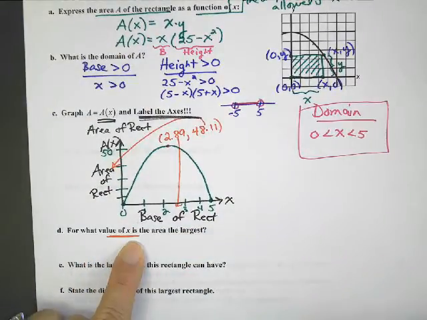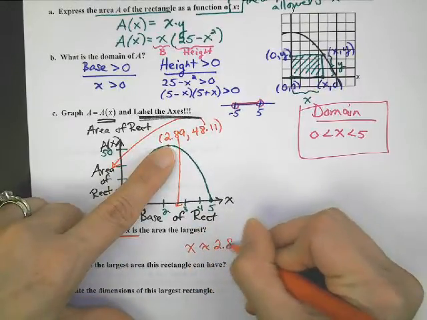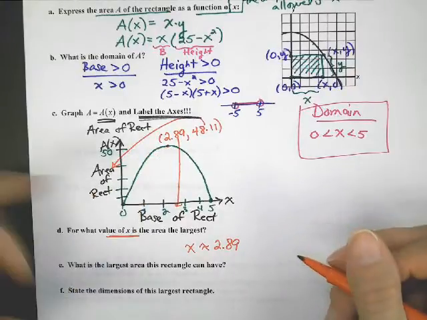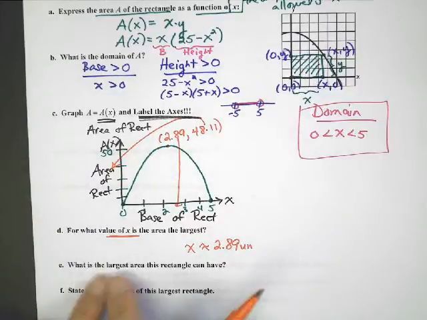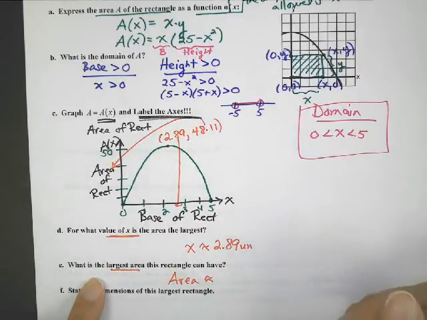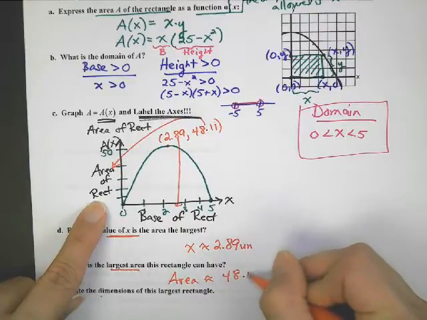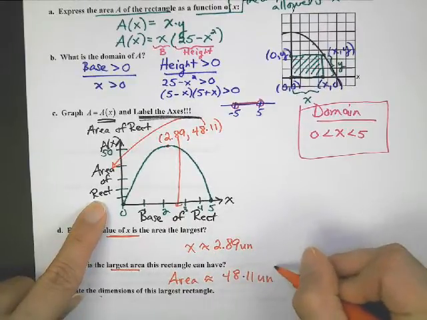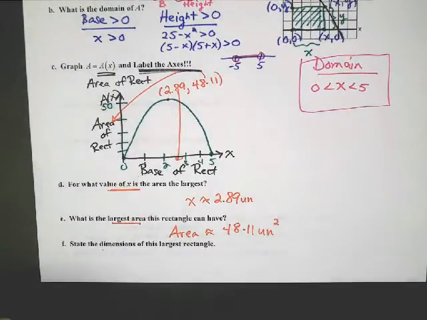So what value of x? X is approximately 2.89. And I don't think we have any units, so I'll just say units. What is the largest area? The largest area is approximately, that's the y value, 48.11 units squared.